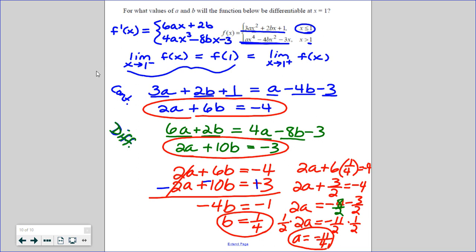Just a quick recap of what I did there. You're going to set up one equation based on continuity. All I did there is plug in 1 for x in our original piecewise function and set the expressions equal to each other. Your second equation is based on differentiability. So we found the derivative of each piece, then plugged in 1 for x and set the expressions equal to each other in the derivative. That gave us a system of equations, and then we solved the system using elimination.